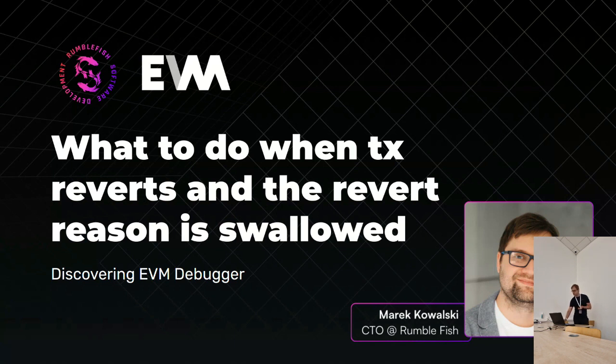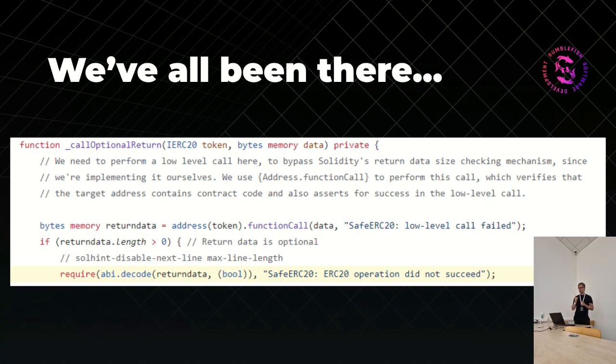So what do I mean by the swallowing part? I selected this particular piece of code, and I would like to ask you if any one of you in your debugging has ever come across this: SafeERC20 low-level call failed. Is this the first time you guys hear about it? First time? Everyone? Okay.